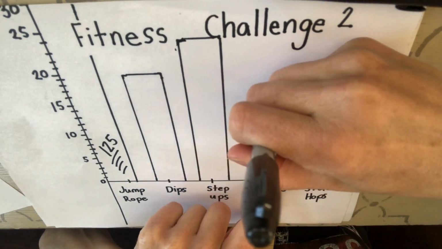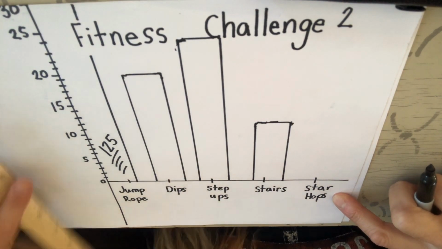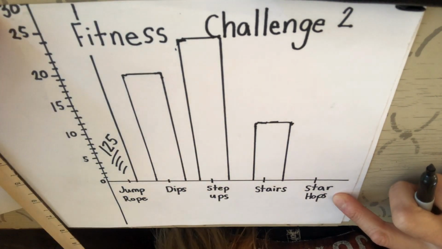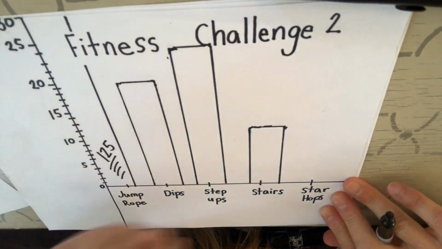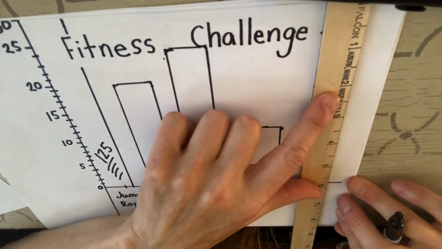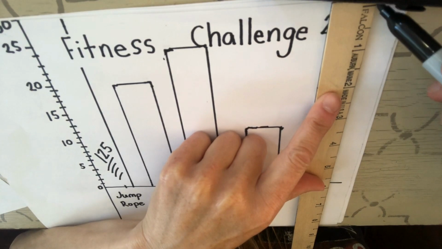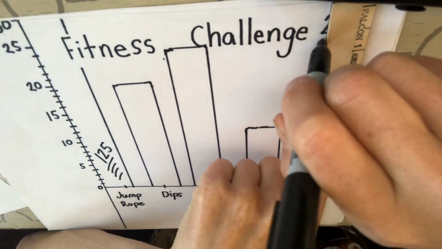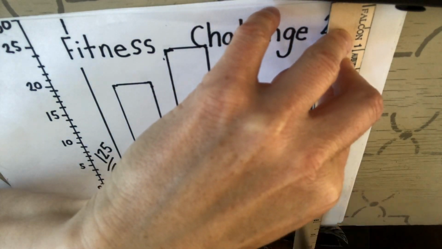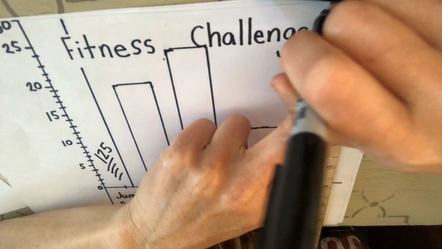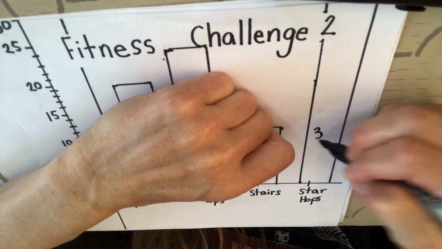And on my last one, star hops. And star hops, I got 37. Again, I blew up the chart. So I only went up to 30. So my star hops was 37 in 1 minute. So I'll take my ruler, I'm gonna trace it all the way to the top, right on top of star hops. All the way to the top. Here I go. And move my hand a little bit. Boom. And then inside, I am gonna write the number. So star hops blew it off the bar chart, and I'm just gonna write 37.